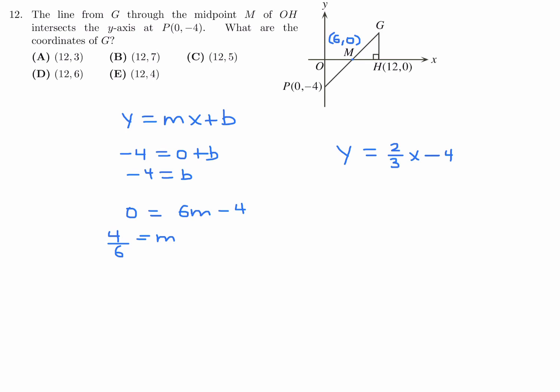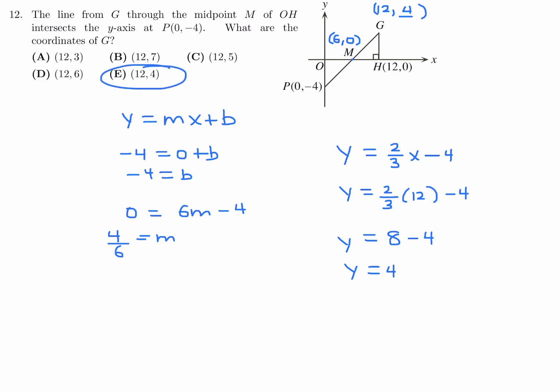Well, the good news is because they give you this coordinate, G is going to have the x coordinate of 12, and then we just have to figure out the y coordinate. And interestingly, all the answer choices have 12 as the x coordinate. All right, so plug in 12 for x, and we'll figure out our y coordinate. So this gives me 24 divided by 3, which is 8. 8 minus 4, so therefore y is 4. So there you go. 12, 4 is the coordinate for G, and that would be for number 12, E.